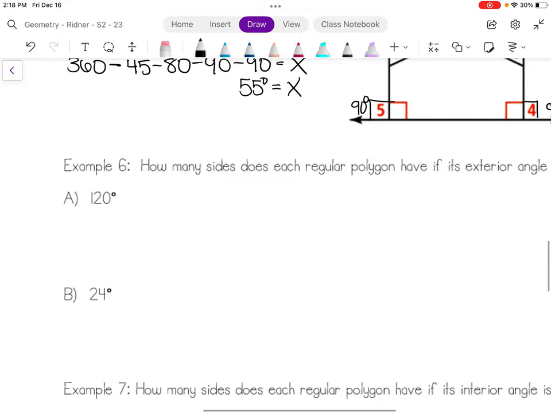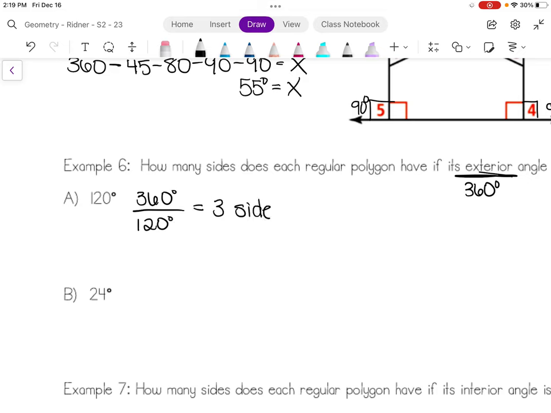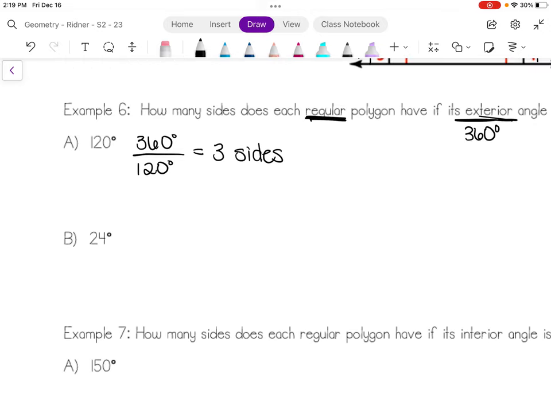Example 6 is exterior angles again. So we're talking about 360 degrees. And each of those sides are going to be 120 degrees. That means that I'm just going to divide that total by 120 to find out that it has 3 sides. You also have the keyword here, regular polygon. That tells you that they're all equal. That's why I divided them.